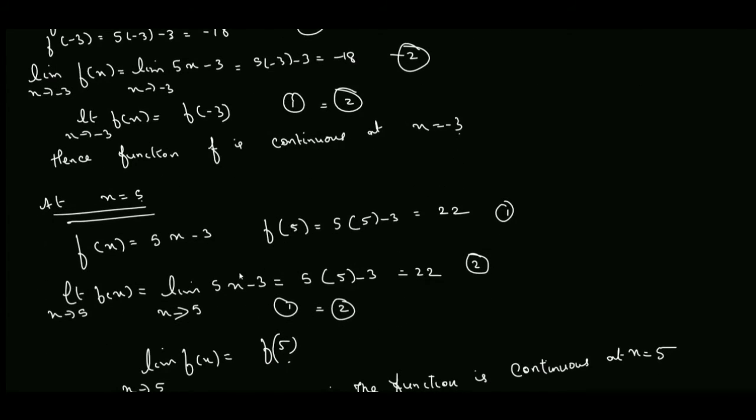At x is equal to 5, again f of x is 5x minus 3. So f of 5 is 5 into 5 minus 3, that is 22. So limit x tends to 5, f of x is equal to 5 into 5 minus 3, that is equal to 22. So the limit value is equal to the functional value. Therefore, the function is continuous at x is equal to 5.